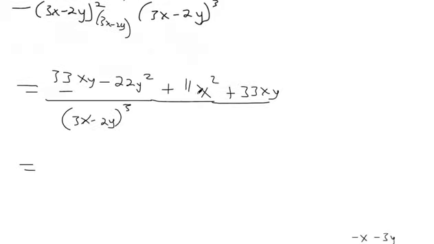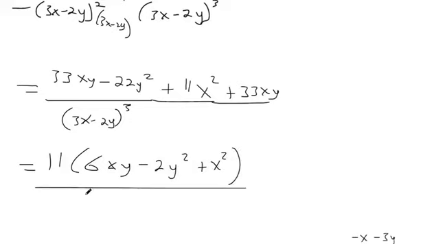I missed this. You can combine these to make 66. You can factor out an 11 from everything. So this is 11, and this is 66xy when we combine those, that makes 6xy. And this is minus 2y squared and plus x squared all over, and it's cramping up. It's a big problem. Okay, I think we're all done now.